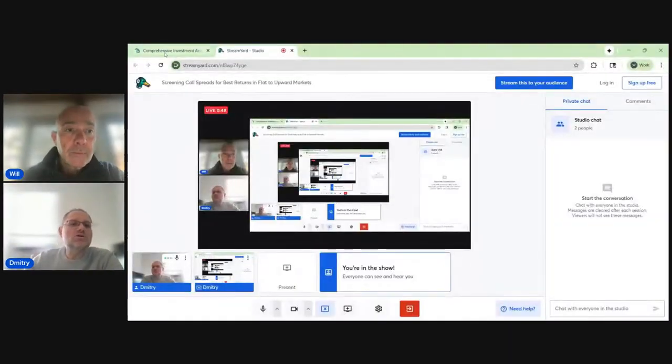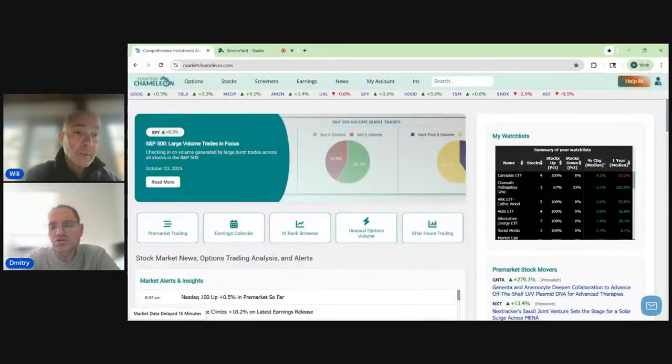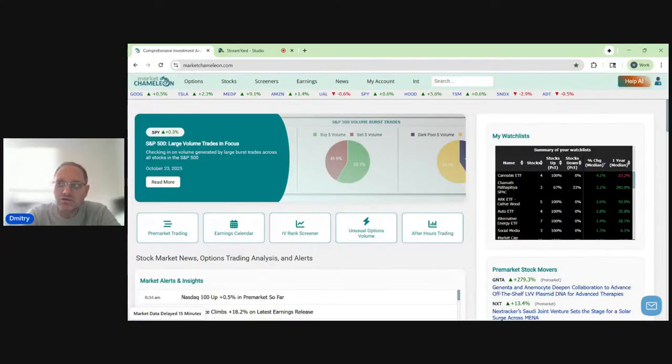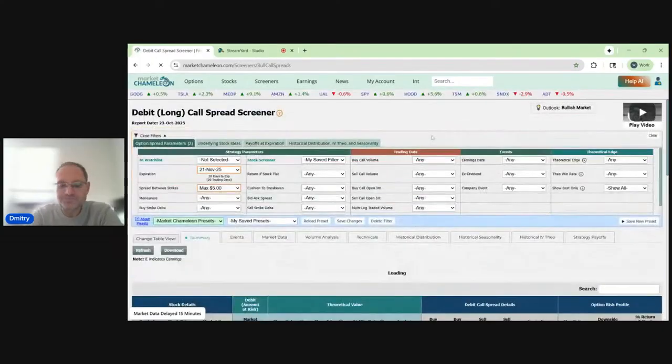Good morning, everyone. We're going to come back to our call spread screener that we've been talking about the last couple of days and look at a different type of screen. First, let's navigate to it and we'll discuss it. I'm going to come up on the main menu under screeners. We're going to look at bulk call spreads. I'm going to click on that.